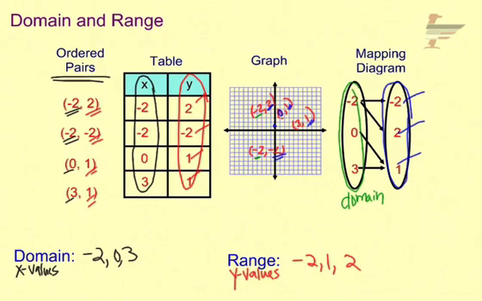So four different ways to represent a relation, and we can get the domain and range from each of these representations.